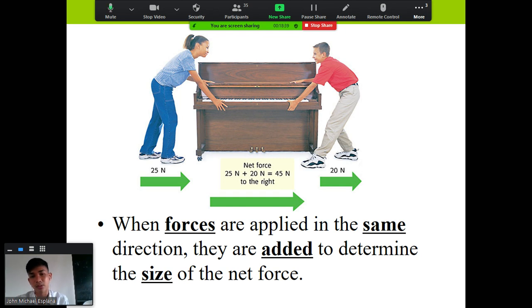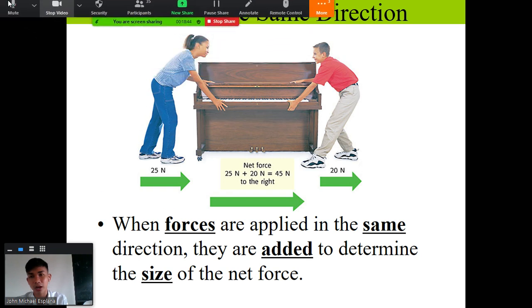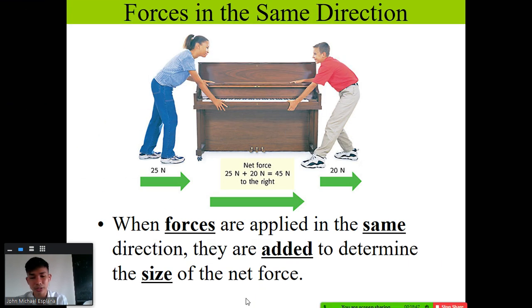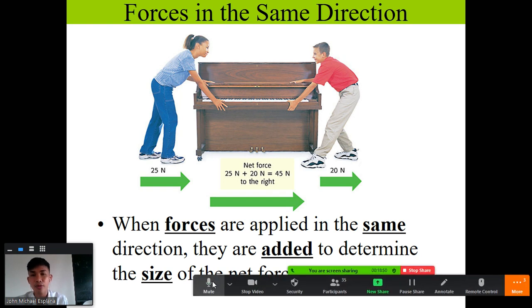Next. I want you to look at this illustration. These are actually forces in the same direction. Tingnan nyo, I want you to look at the objects. Ano ba yung dalawang objects na present dito sa illustration? Sabi ko nga, in order for a force to exist, there must be an interaction of two objects. The first one is the object na nag-a-apply ng force. The second one is the object na nagre-react sa application ng force.